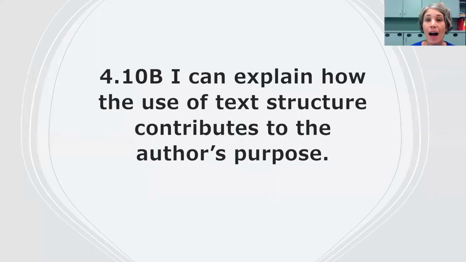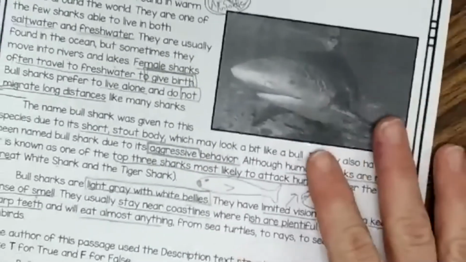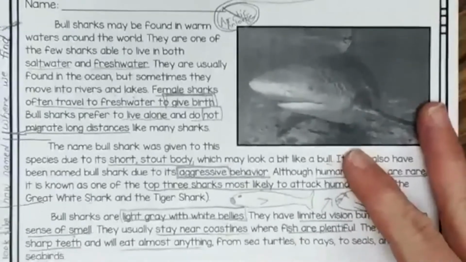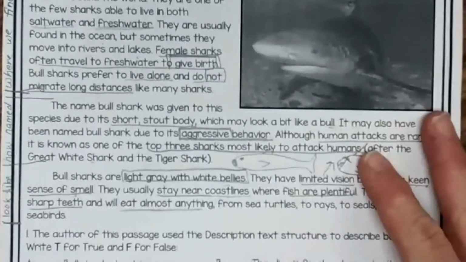Mrs. Raymond here, and we are going to be covering the same TEK that we covered the past couple days, 4.10b. I can explain how the use of text structure contributes to the author's purpose. And we went ahead and covered two text structures already. The first one was a descriptive text about a bull shark. You guys remember this one? And he told us where the bull shark lived, what it looked like, and how it behaved.